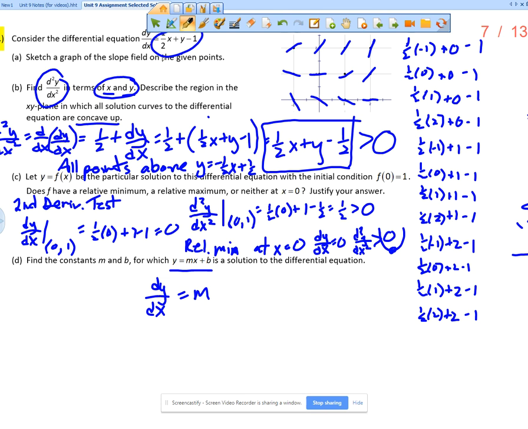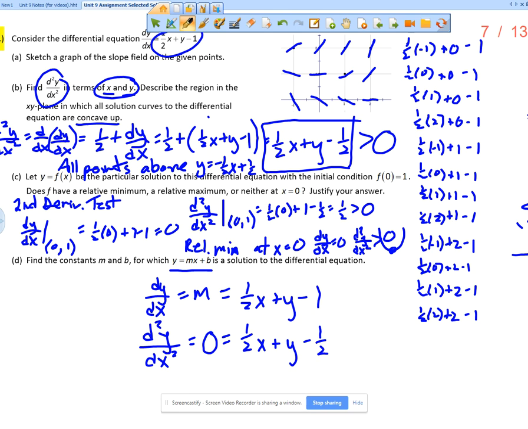So what does that mean? Well, go back up to the top. m would have to equal 1/2 x plus y minus 1, right? That was the original derivative. But let's go one step further. If dy dx is m, and this is a line, then d squared y dx squared is what? Well, what's the derivative of m? Remember, m is a constant, so its derivative would be 0, right? But we also figured out that the second derivative is 1/2 x plus y minus 1/2, right?